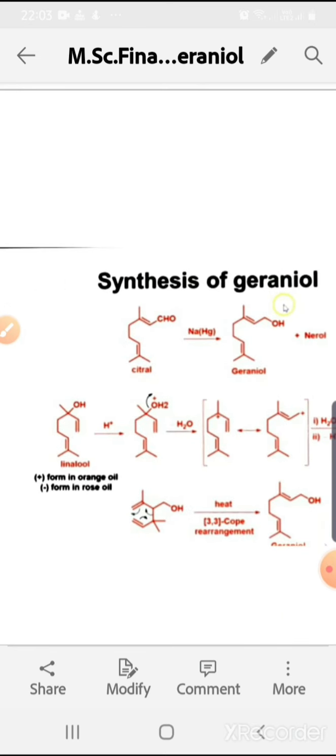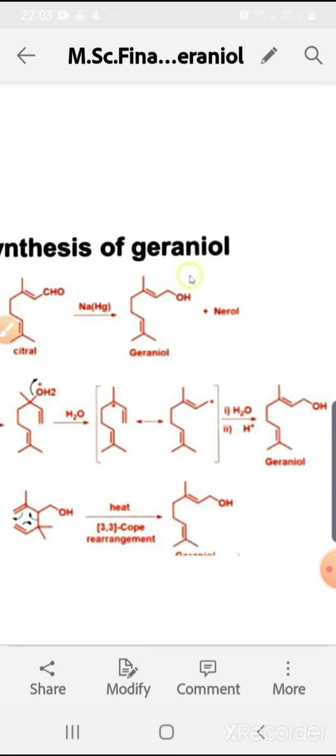The second synthesis is from linalool. It is a laboratory method. Linalool is also an acyclic monoterpenoid having a tertiary alcoholic group. In the presence of an acid, it undergoes a carbocation rearrangement, which finally converts into geraniol.